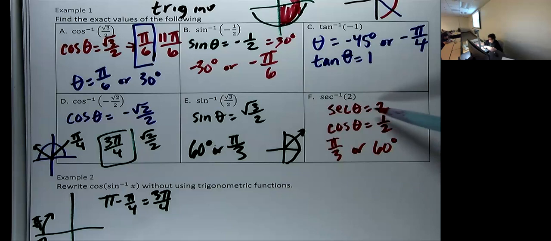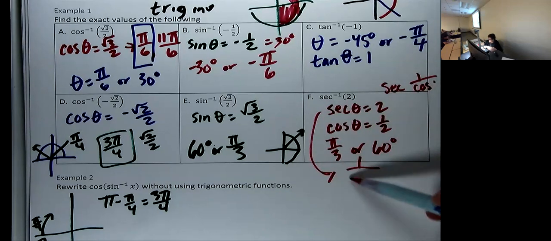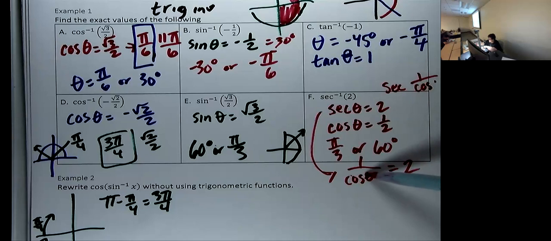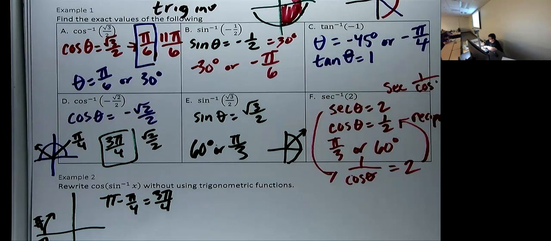Remember, secant is 1 over cosine. So from here, you have 1 over cosine theta equals 2, and you just take the reciprocal of both sides. Or you recognize or remember this directly like that. I tend to do the reciprocal thing.